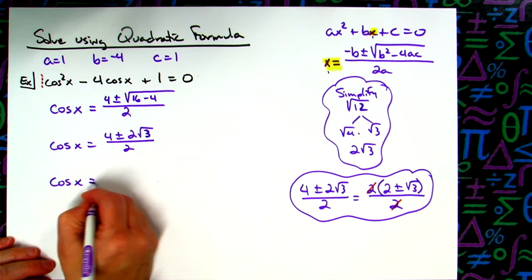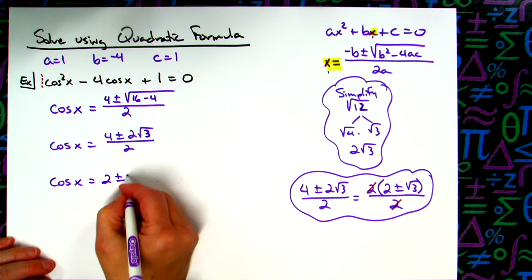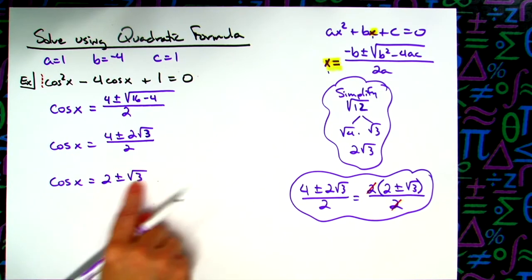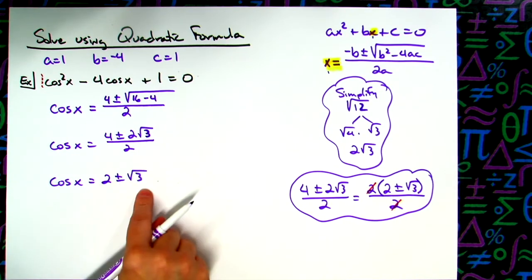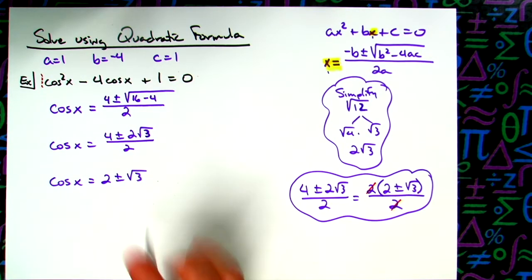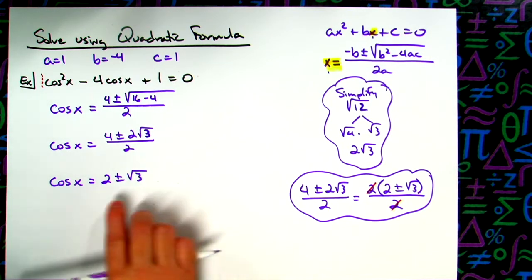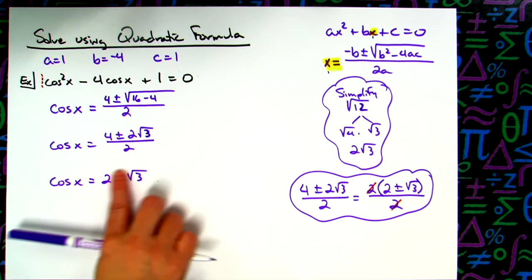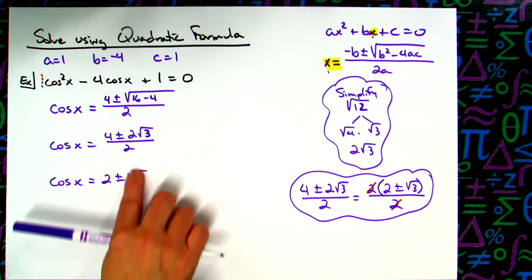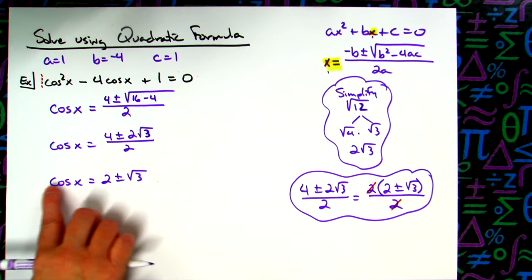Cosine x is equal to 2 plus or minus square root of 3. Now, how many answers do I have right here? That's really 2 numbers, right? 2 plus square root of 3, 2 minus square root of 3. Let's think about this a little bit more. I'm down to cosine x equals some number, right? And so I'm ready to say, okay, what angle, when I take the cosine of it, equals this?